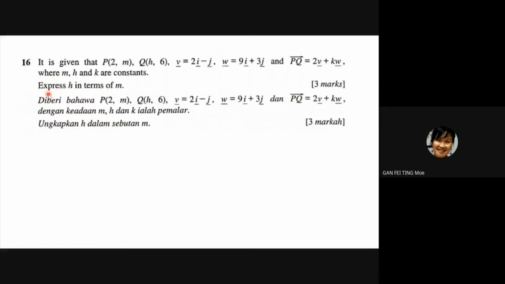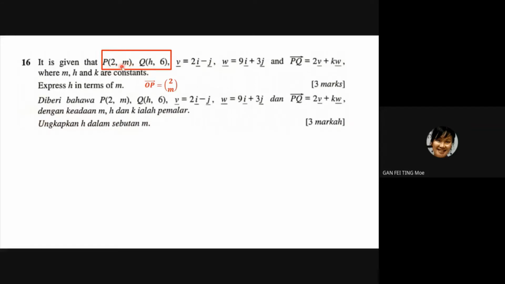See, every single question that we went through just now, banyak berkaitan dengan ungkapkan satu huruf dalam huruf yang lain. So you have to highlight this one, make sure you understand what this is. Dia nak jadikan H sebagai perkara rumus. You need to understand what P coordinate 2M, Q coordinate H6 is. So you perlu fahamkan yang ini. So for this case, it is OP. Koordinat ini dengan merujuk asalan dia dari O.